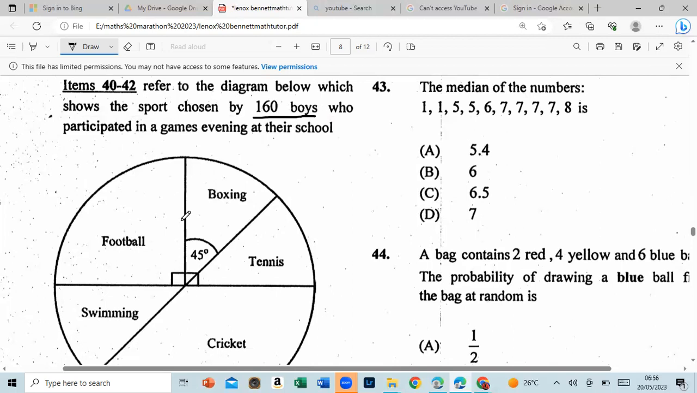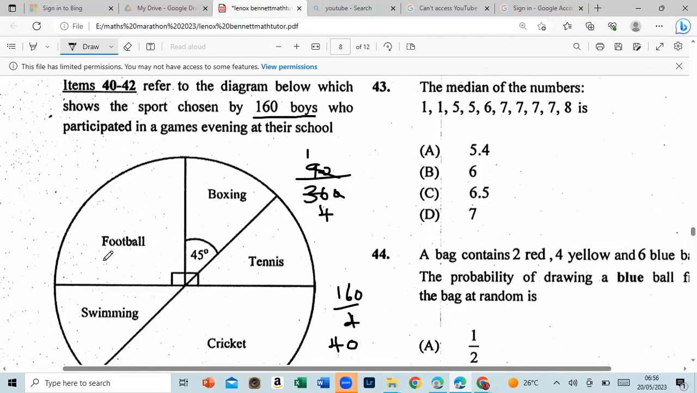So the angle here for football, you can see that it's 90. Now 90 is what fraction of 360? That should be a quarter, right? 90 is a quarter of 360. So all we do now is divide this by 4. So that is 40. So 40 students chose this.